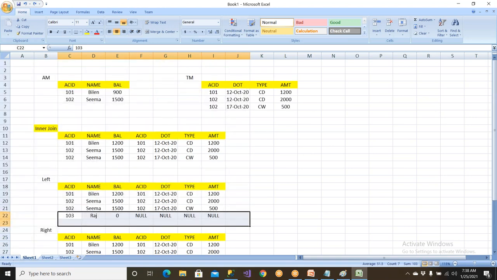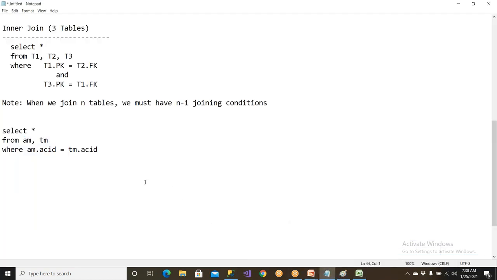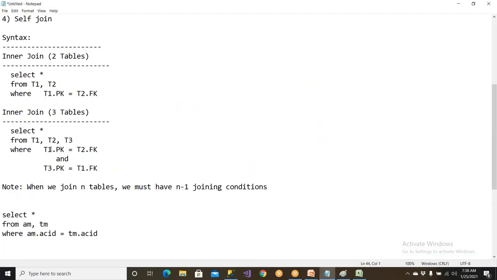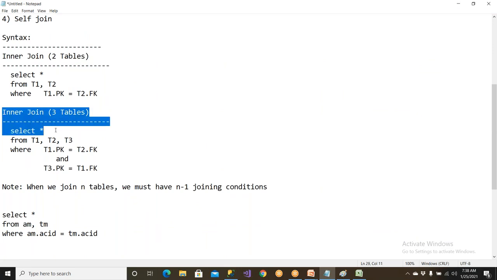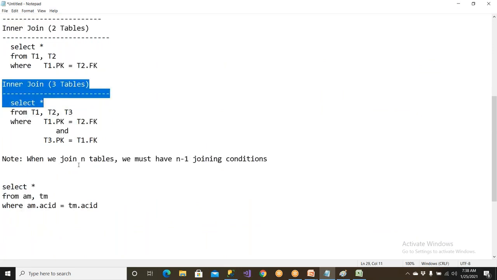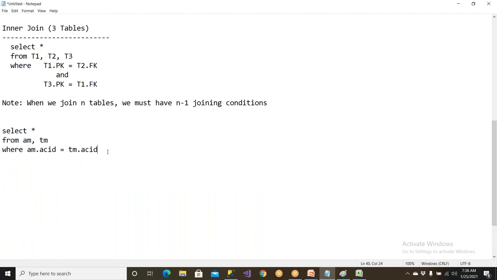Am I clear, guys? And remember, this is how you should be able to get things done. This is how an inner join of two tables can be done. But I wanted to go in for outer join.